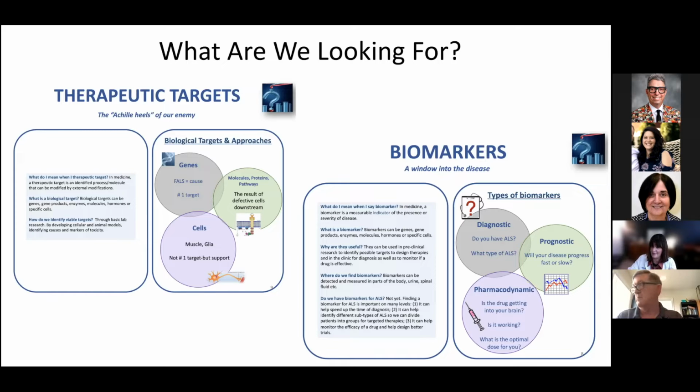We are also looking at markers, for instance, that can tell us, at the day of diagnosis, whether your disease will progress fast or slow. We are also looking for biomarkers. We have heard Dr. Bedlack a lot talking now about this screening in terms of trials, etc. What we call pharmacodynamic biomarkers, right?